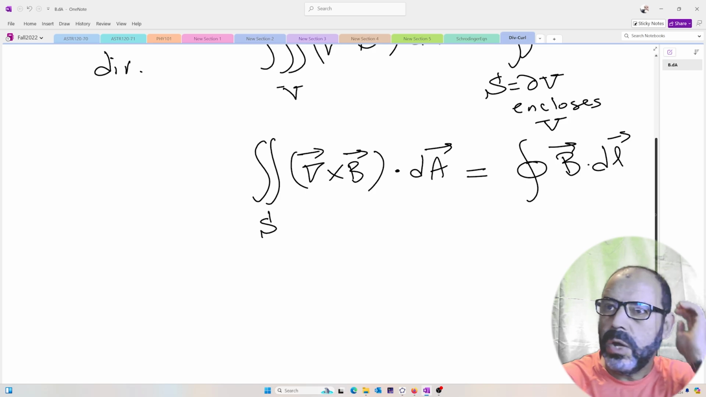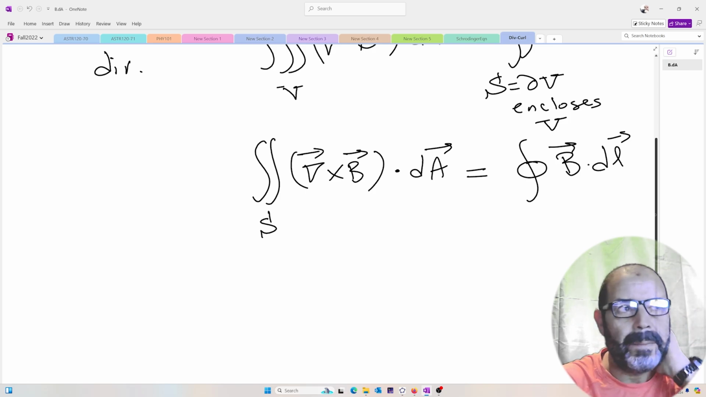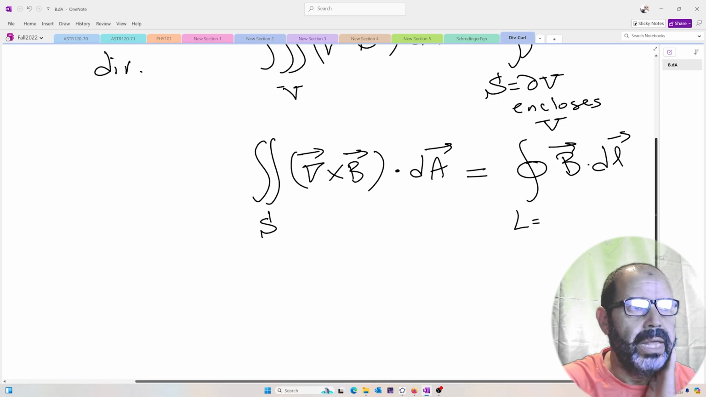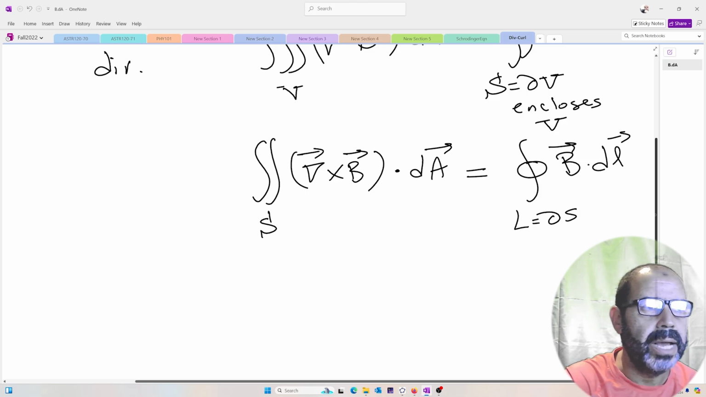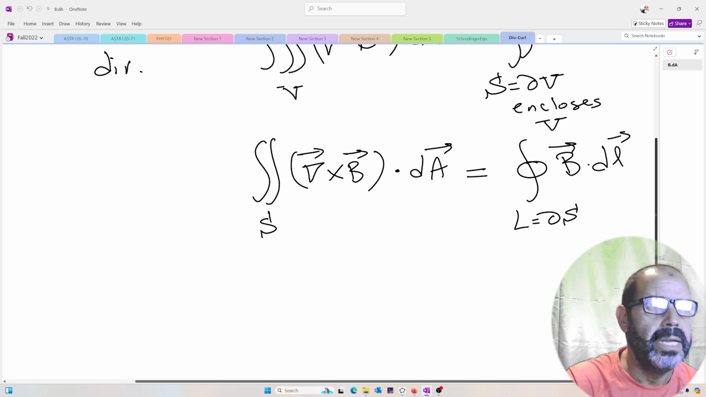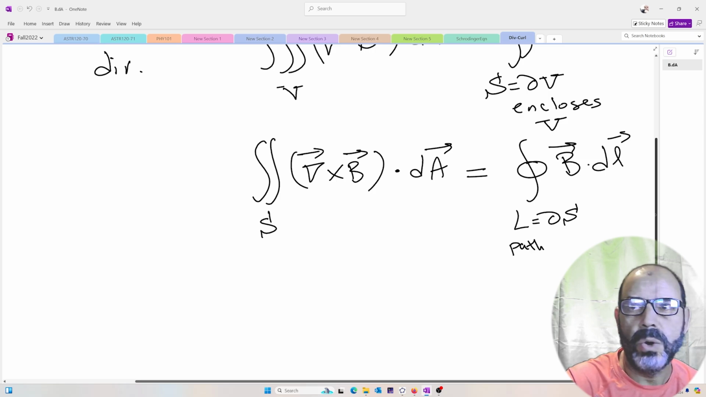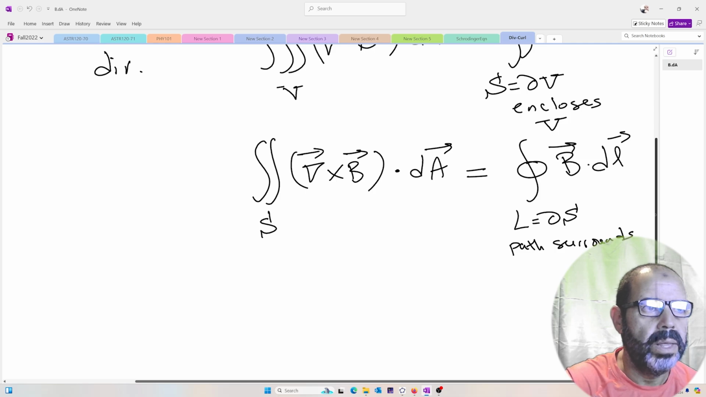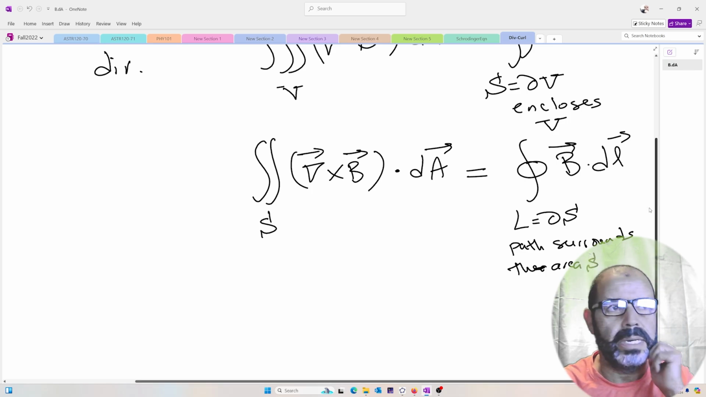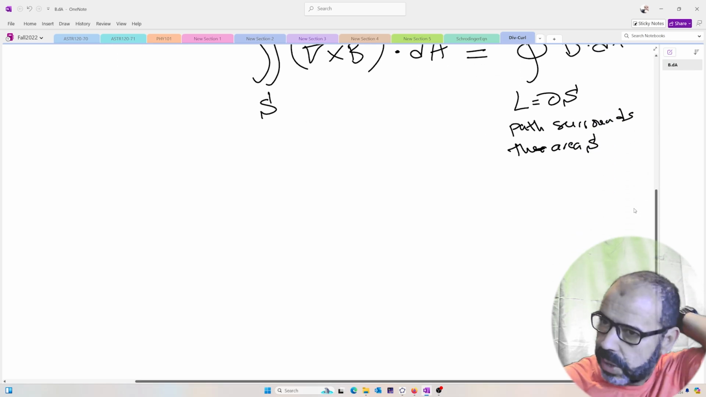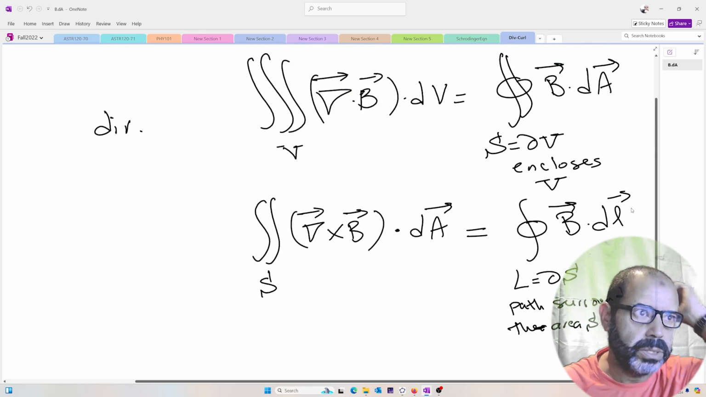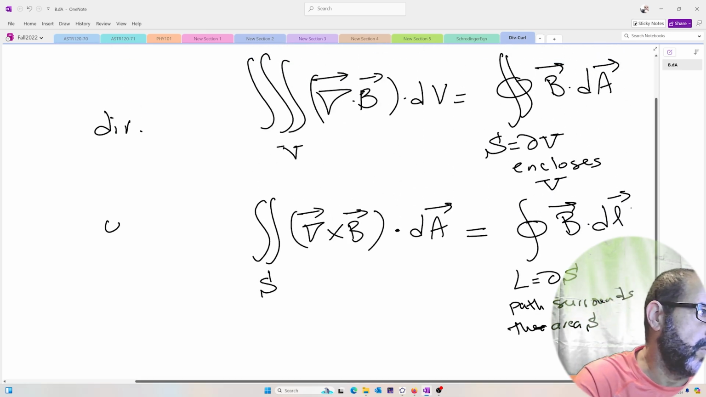And that is equal to basically the path integral over a path L that also symbolically we write as partial S. In this case, it's a path that goes around, if you wish, surrounds the area S. Okay, so that's basically what this whole business of curl is. So this is, I'm going to refer to as the curl integral.